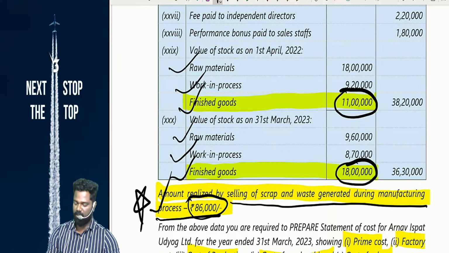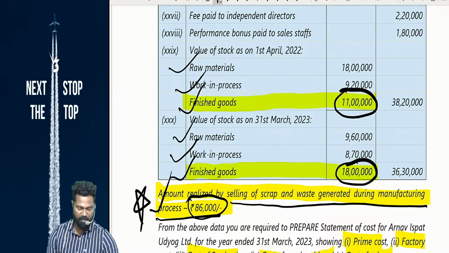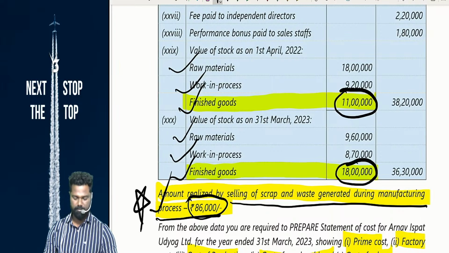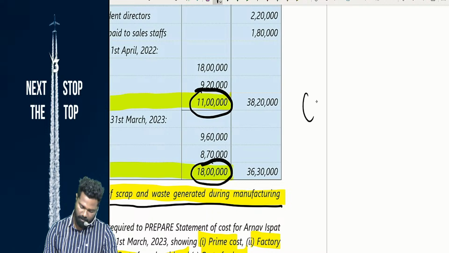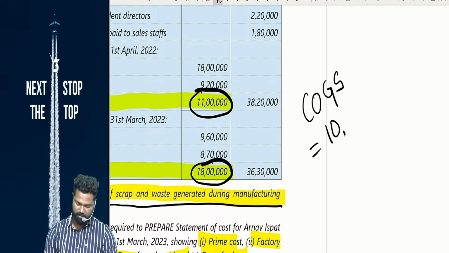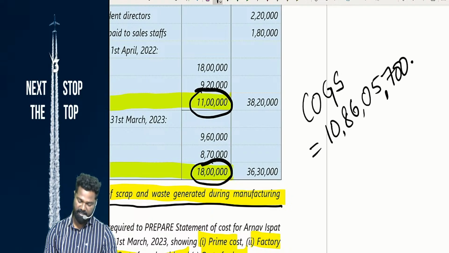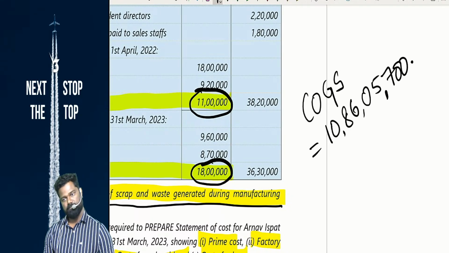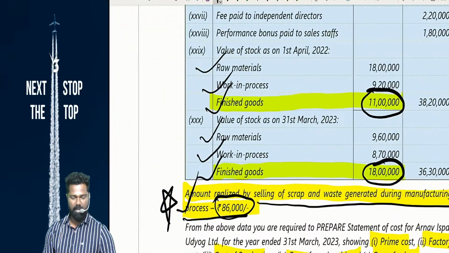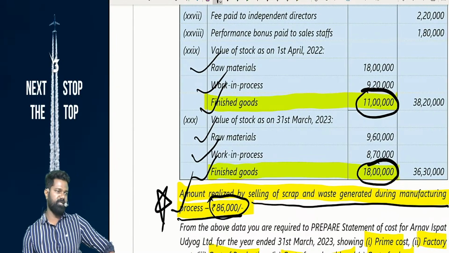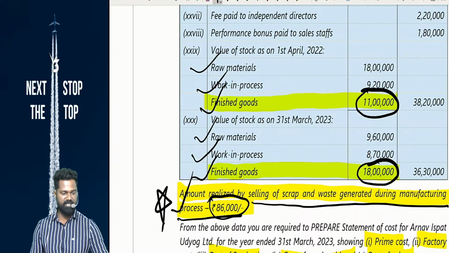Okay, resulting item is called as what? Cost of goods sold. Can anybody tell me how much is cost of goods sold? Cost of goods sold is equal to 10 crores 86 lakhs 5,700 is the amount. Okay. Next heading, administration overheads. Put a heading, administration overheads.